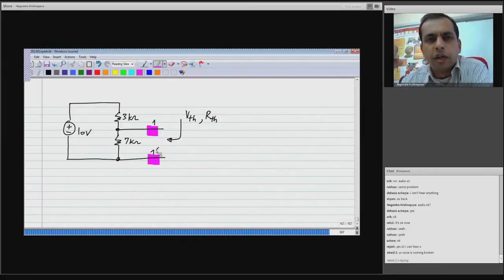This is very important. What is equivalent? When you say it's the Thevenin equivalent of a circuit, the Thevenin equivalent applies only to some two terminals specified. In this case, it's this 1 and 1 prime.